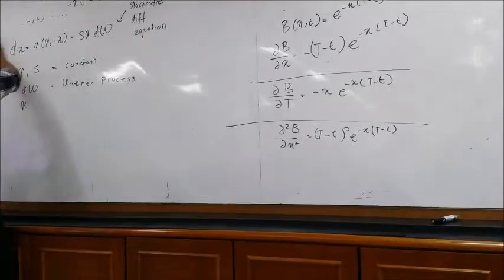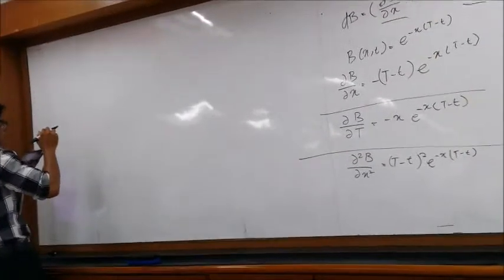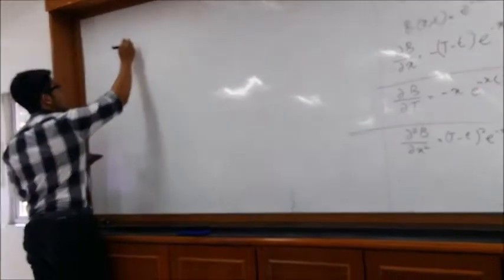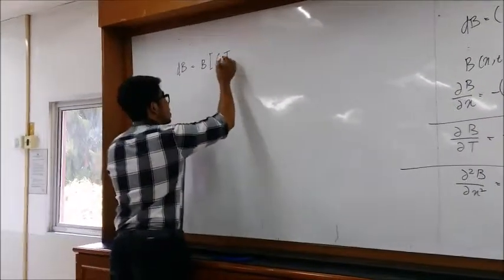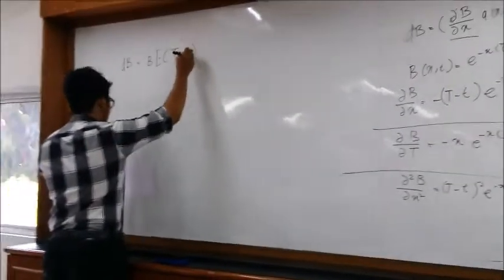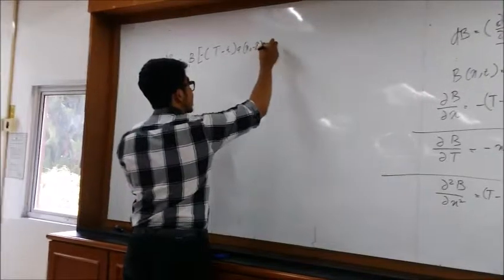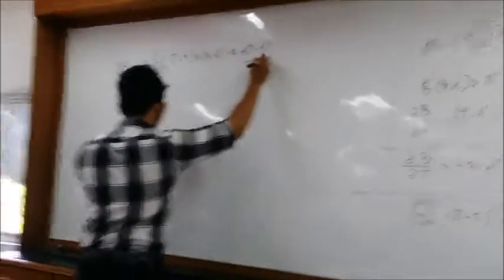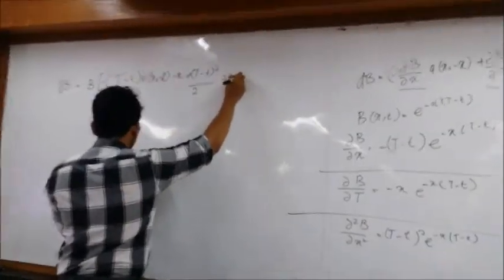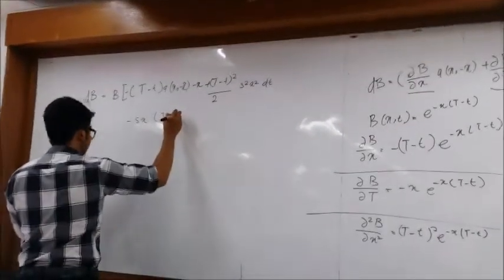So it will become dB equals B times negative (capital T minus t) a(x naught minus x) plus x plus (capital T minus t) squared over 2 s squared x squared, dt, minus s x (capital T minus t) dz.